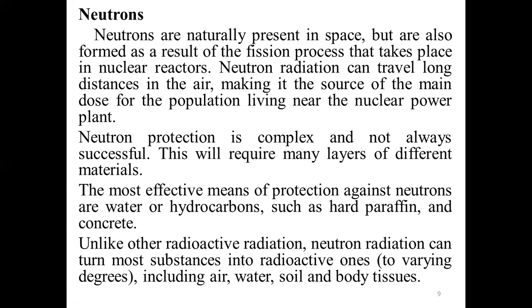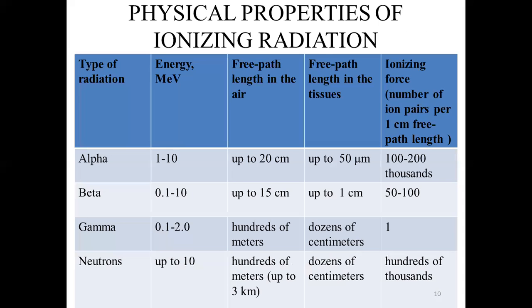Neutron protection is complex and not always successful. This will require many layers of different materials, and the most effective means of protection against neutrons are water or hydrocarbons, such as hot paraffins and concrete. Unlike other radioactive radiation, neutron radiation can turn more substances into radioactive ones to different degrees, including air, water, soil, and body tissues.